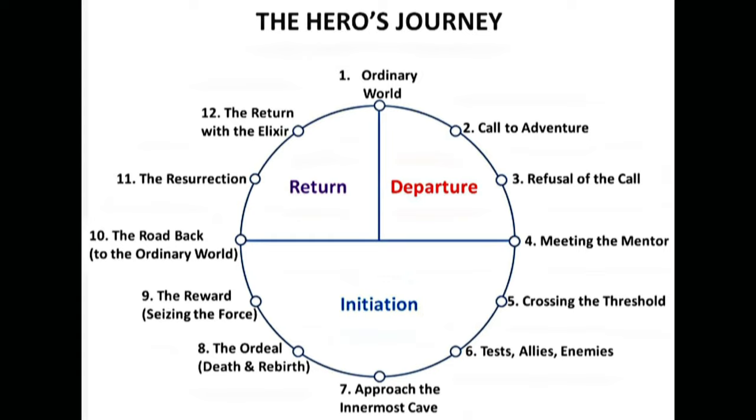Perhaps the hero meets a mentor, but however he or she crosses the threshold, there are tests, there are allies, there are enemies. Sometimes little animals come and help the hero, as they do in fairy tales. Eventually there's this descent deep down into the underworld, or an innermost cave, someplace where there's great suffering. There's some sort of ordeal. Then there's death and rebirth. There's a reward. The energy of the reward, the treasure, is seized. There's a road back to the ordinary world. There's a sort of resurrection. And this treasure, this boon, in this case called the elixir, is brought back to the world to serve the community. And the circle continues.